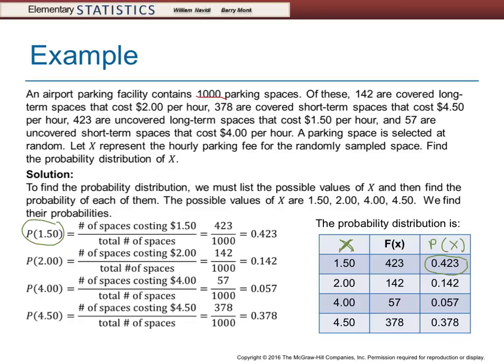As you can see, it is just the frequency divided by 1,000 to get P of X, which is the probability. So now we have a probability distribution, and it's valid because if I add up the probabilities, they equal 1, and the probabilities are between 0 and 1. So here is our probability distribution along with our frequencies.